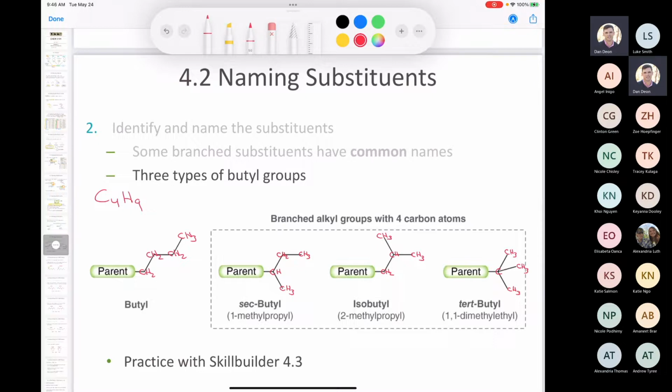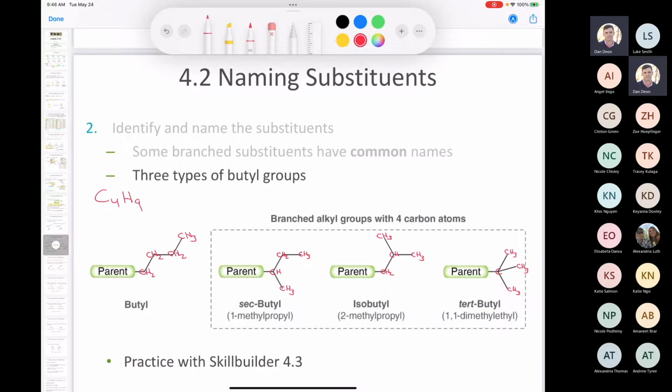If you're wondering, do we have common names for the substituents when we have 5 carbons? The answer is yes. There's pentyl and isopentyl and neopentyl. However, we are not going to use any of those in this class, so do not worry about them. If you find them on the internet or something, don't worry about them. Again, we're not going to cover them in this class.